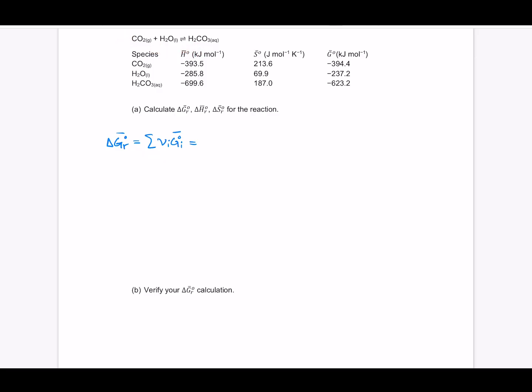So we start from CO2. So minus 1 times G of CO2, so minus 394.4, minus the value for H2O, which is minus 237.2, plus 1 times the value for carbonic acid, minus 623.2. Then this would be 8.4. The unit for all of them is kilojoule per mole, so the unit for the overall would also be kilojoule per mole.